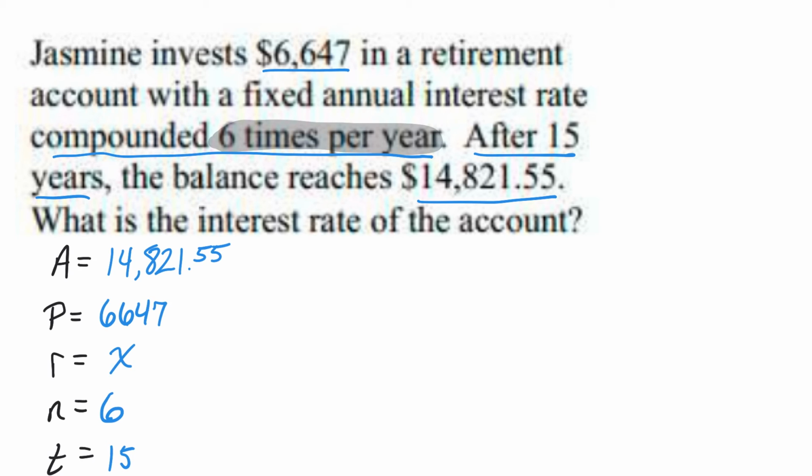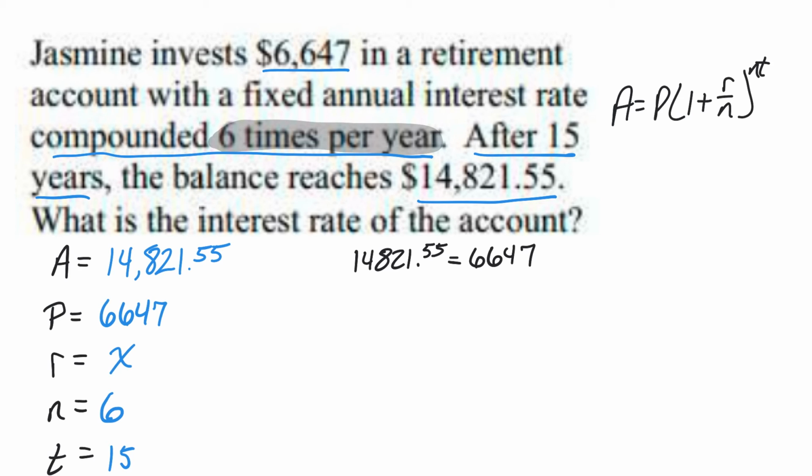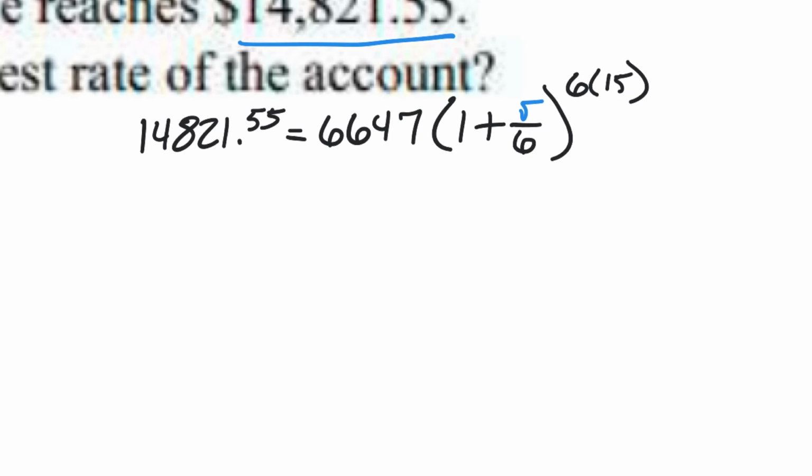So we're going to set up that formula, same formula we've been dealing with, which was A equals P times (1 plus rate divided by N) to the N times T power. So our ending amount, A, was $14,821.55. The initial investment is $6,647. 1 plus the rate, which we do not know, so we'll call that R, divided by the number of occurrences, in this case that's 6, to the N times T power. So that would be 6 times 15 power. So this is the equation that we have.